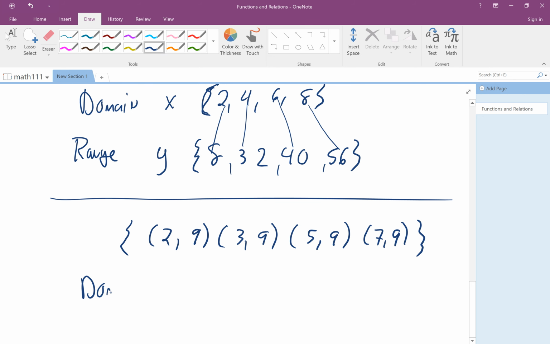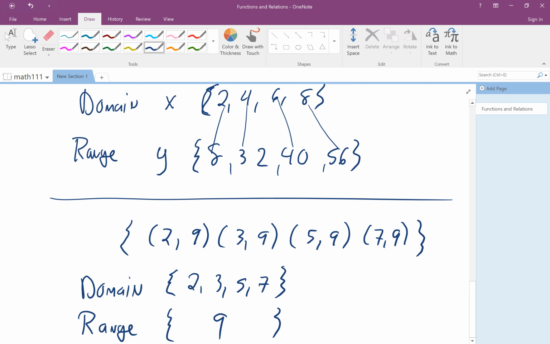So here's our input, and here's our output, domain and range. All right. What's a domain? 2, 3, 5, 7. So you see you're really good at that. And what's the range? Okay. Now I don't have to write 9, it's just 9. I don't have to write it all the time.